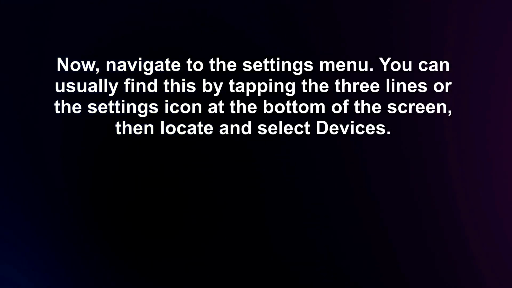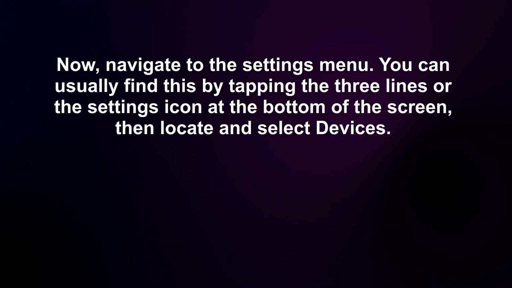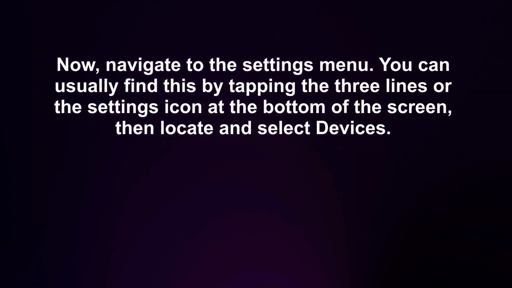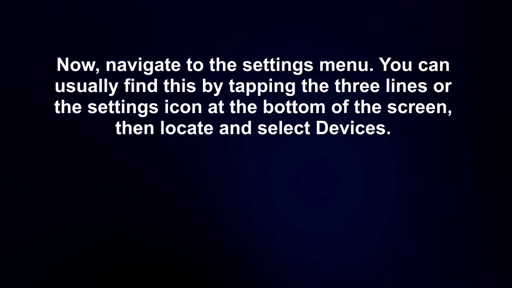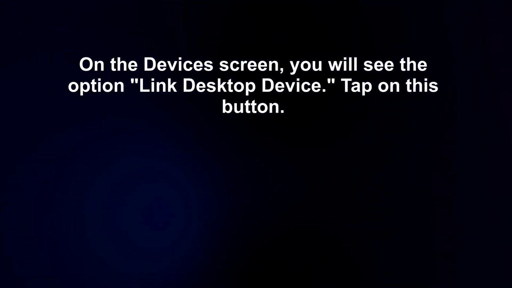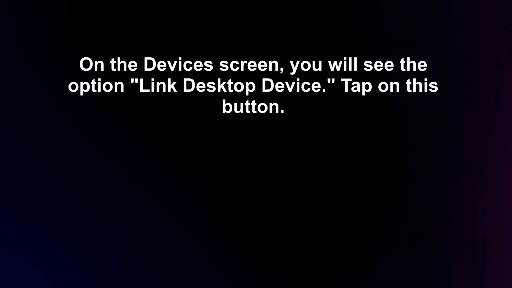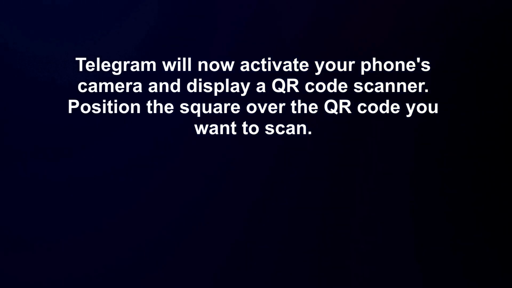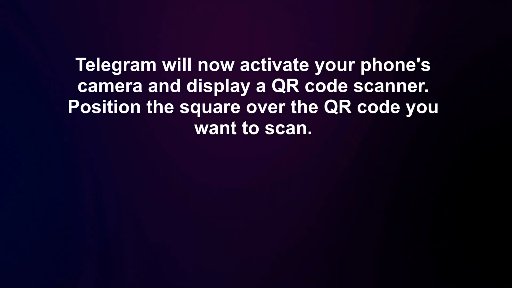Now, navigate to the Settings menu. You can usually find this by tapping the three lines or the settings icon at the bottom of the screen, then locate and select Devices. On the Devices screen, you will see the option Link Desktop Device. Tap on this button. Telegram will now activate your phone's camera and display a QR code scanner.